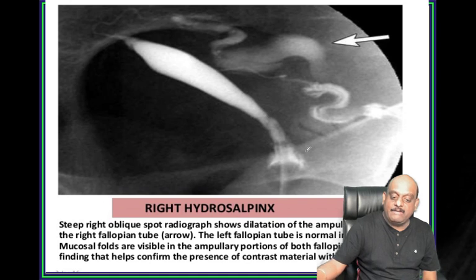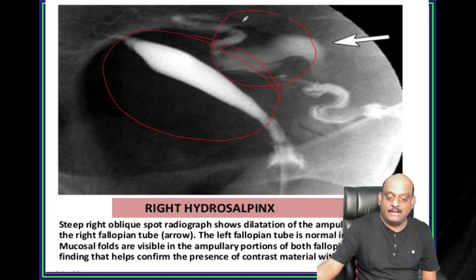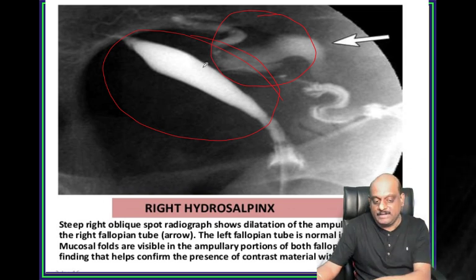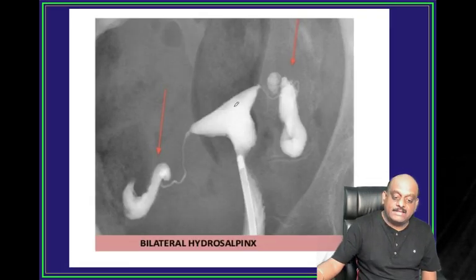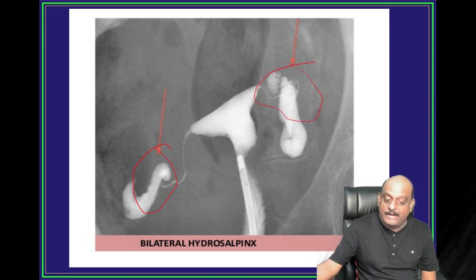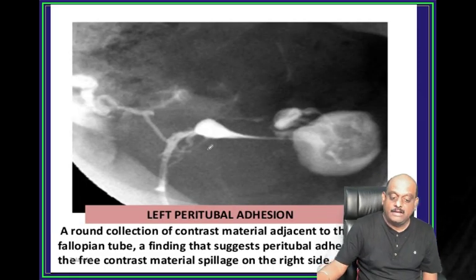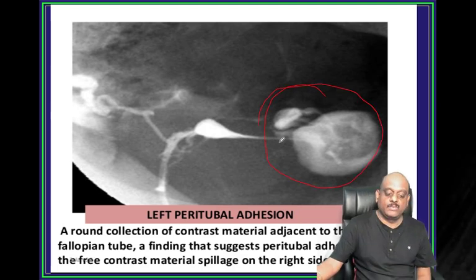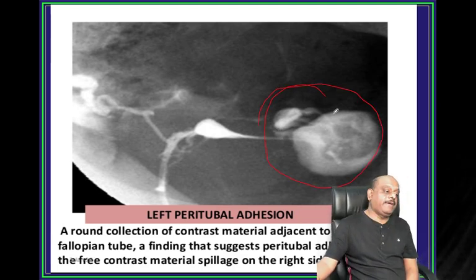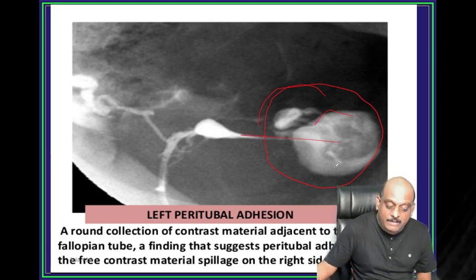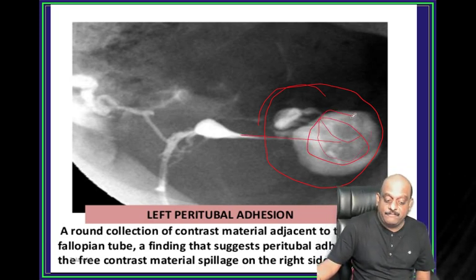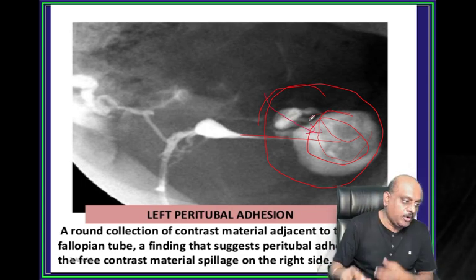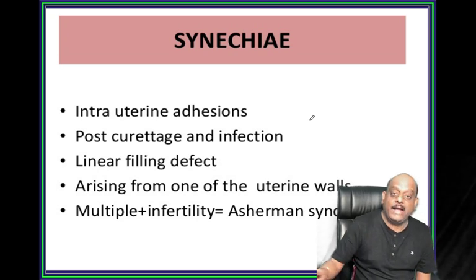Then there can be a development of a hydrosalpinx. Here you are able to see hydrosalpinx. Then this is an example of bilateral hydrosalpinx. Then there can be peritubal adhesions which can develop. And how do you identify? The contrast material becomes accumulated, and that free contrast spillage will look like a ball. That is how you identify.